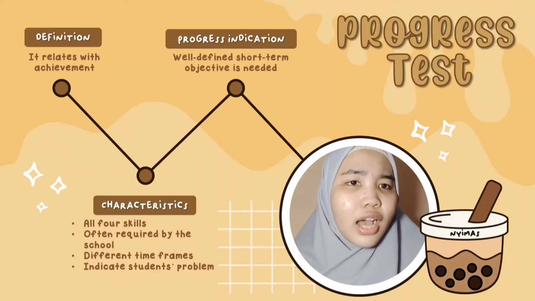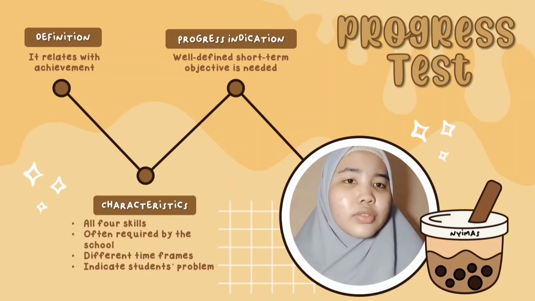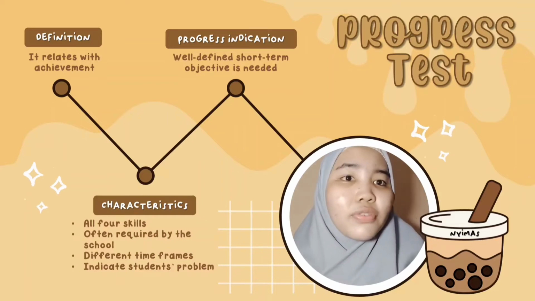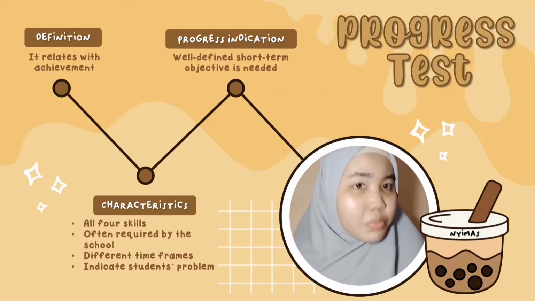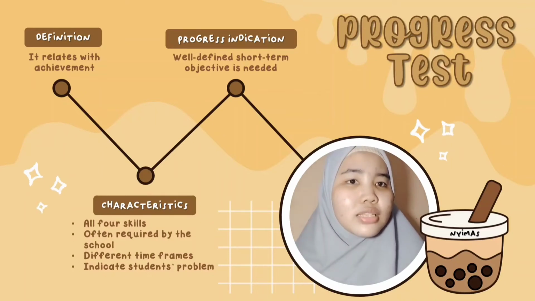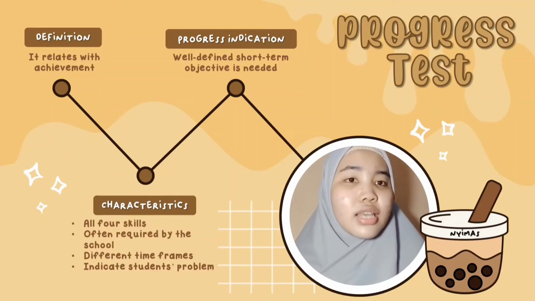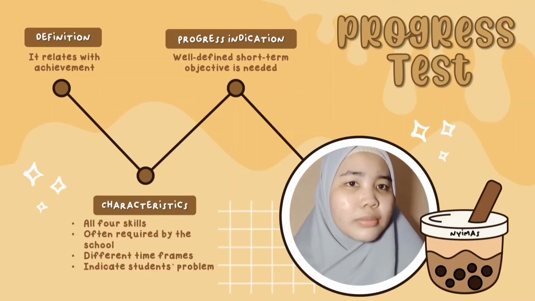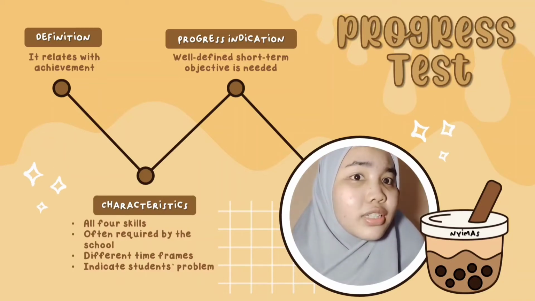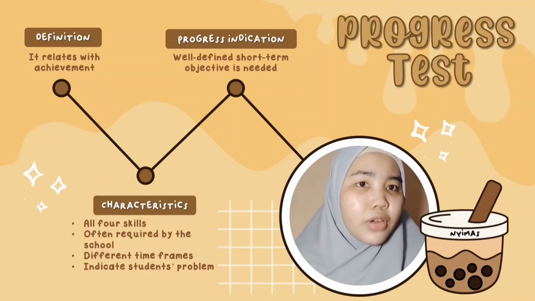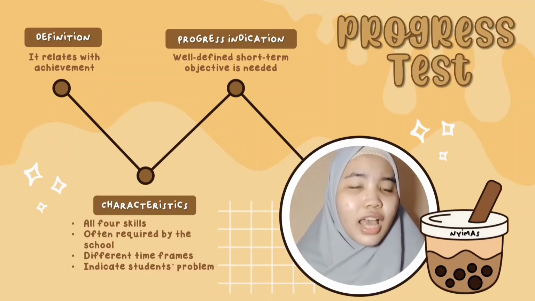Then we go to the characteristics of progress test that I divided into some characteristics. The first one, all 4 skills are tested. There are speaking and reading for spoken language, also listening and writing for written language. The second characteristic is that it is often required by the school or language center. And for the third, different time frames. Yes, it is based on the level and kind of task.